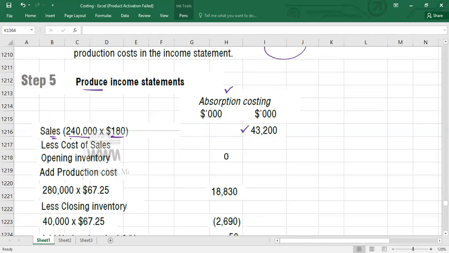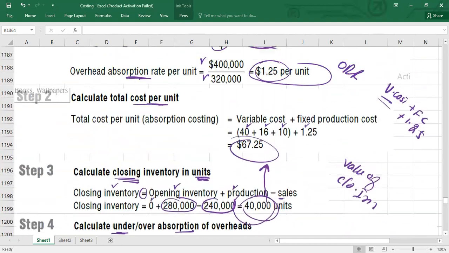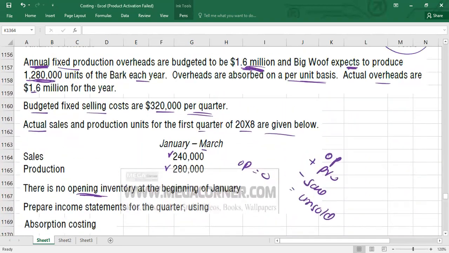Then from the sale, you have to subtract what? You have to subtract cost of sale, the cost of goods sold. I told you it will include 4 things: opening inventory plus production cost less closing inventory plus or minus under and over absorption. So opening inventory value is 0. Second, we have here production cost. For production cost, you need units produced, which is 280,000 units. It's given in the question. You can just check it there in the question.